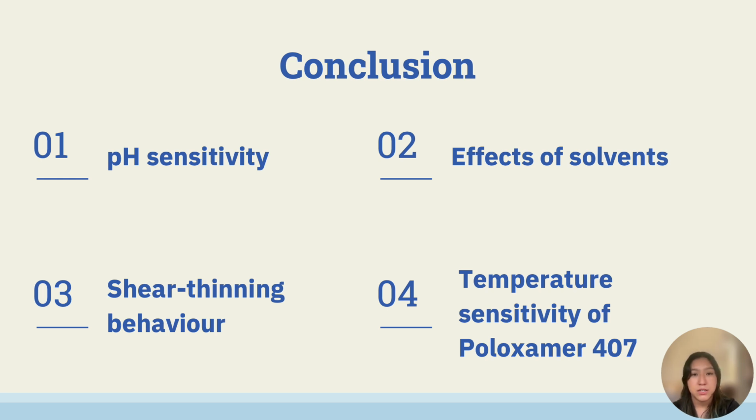Lastly, when it comes to temperature sensitivity of Poloxamer 407, the thermoreversible nature of Poloxamer 407 allows for the creation of gels that can transition from liquid to gel with temperature changes, making it useful in various pharmaceutical applications.